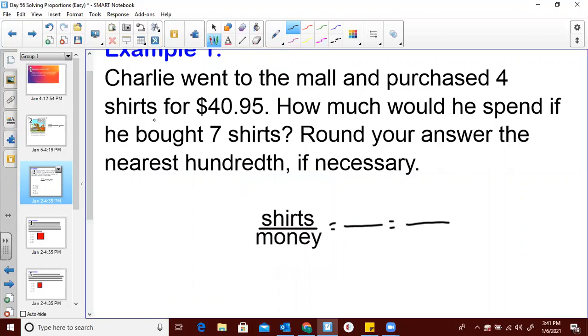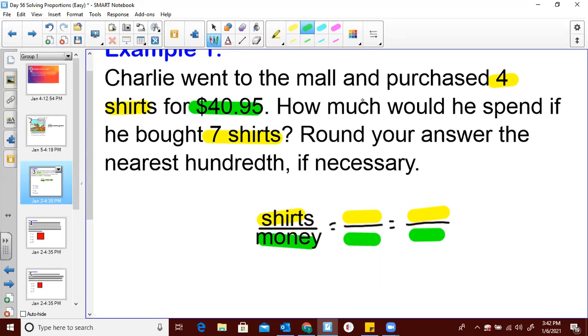So I'm going to go through and highlight everywhere I see shirts. Charlie went to the mall and purchased 4 shirts for $40.95. How much would he spend if he bought 7 shirts? And I'm not going to worry about this. Round your answer to the nearest hundredth. I'm also going to highlight my proportion. Remember, we want to be consistent. So I'm going to do the same with money, just with a different color. Charlie went to the mall and purchased 4 shirts for $40.95. How much would he spend if he bought 7 shirts?